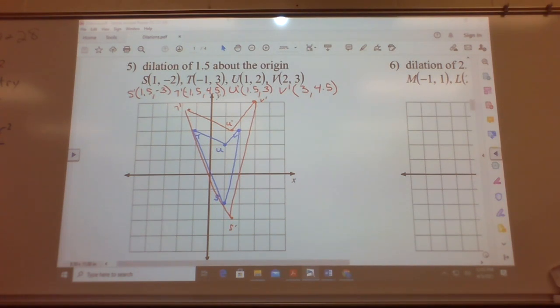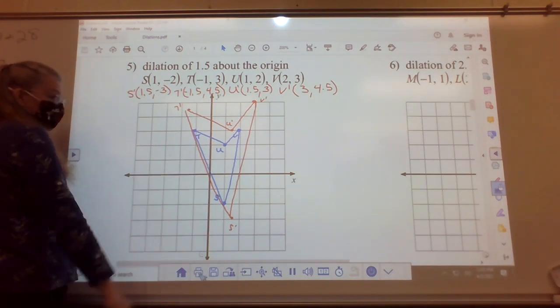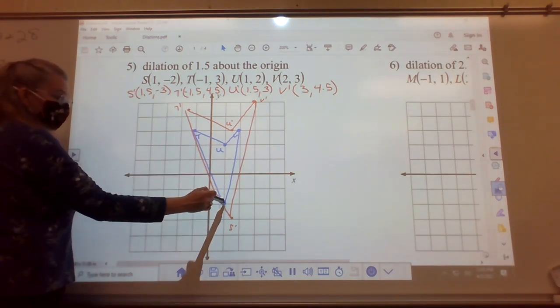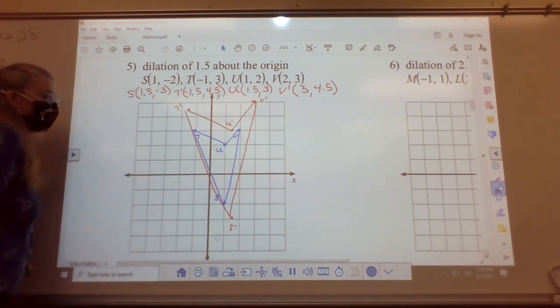So notice, like I said, the further away it is from the origin, the further away it gets. This here is nearly crossing the origin, and it's going to basically stay crossing the origin. The S wasn't too far away, so it just moved a little bit. V was pretty far away, so it moved even further away.